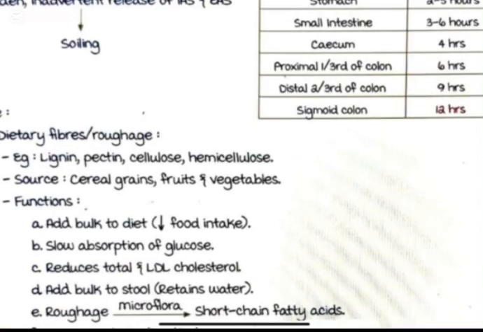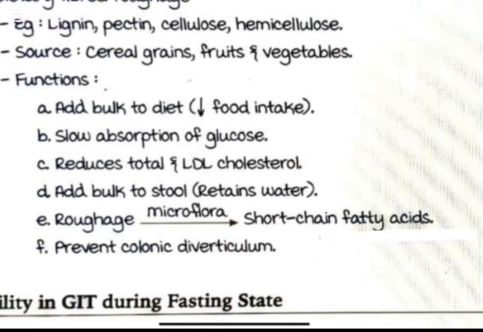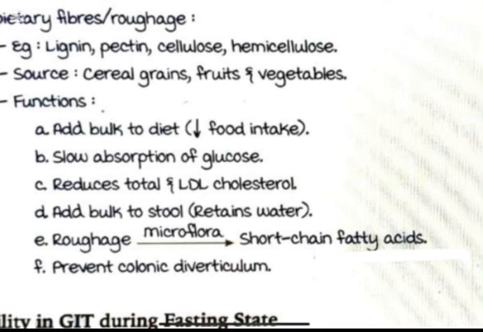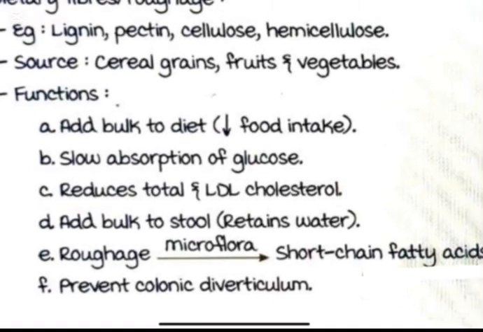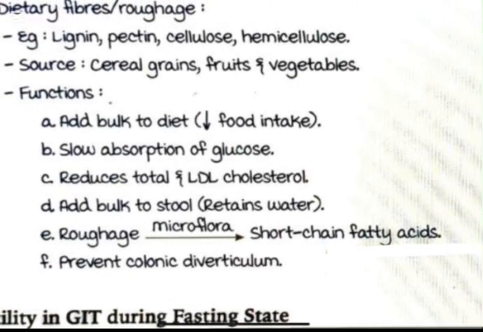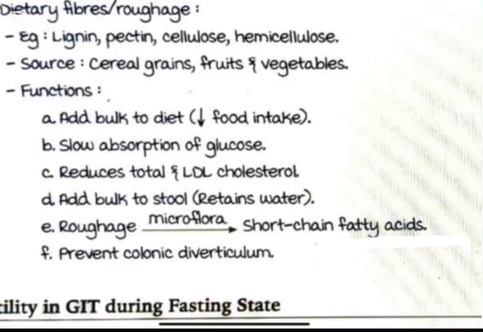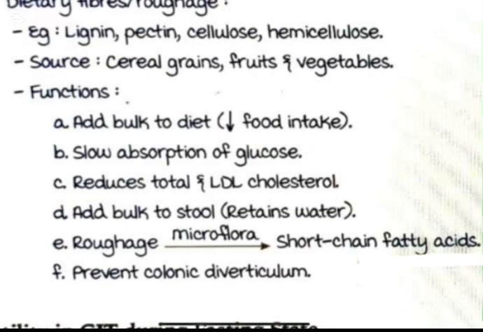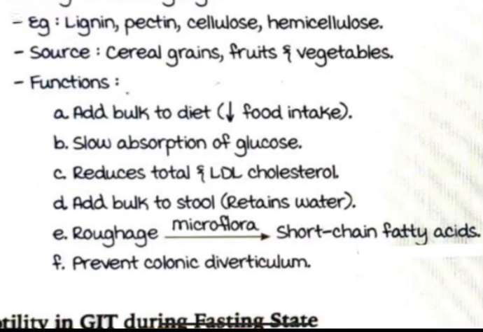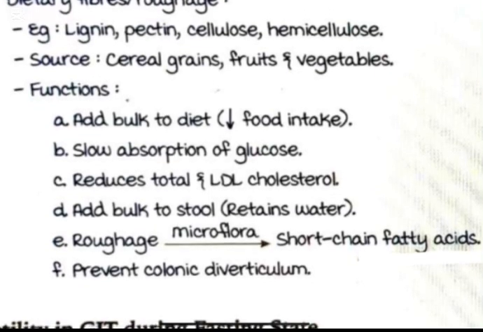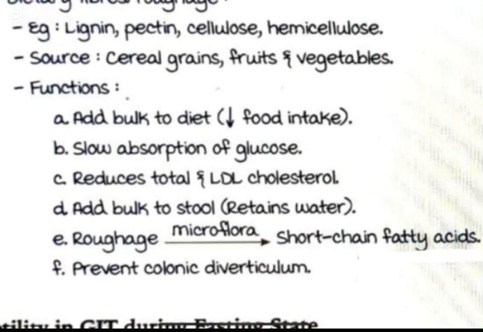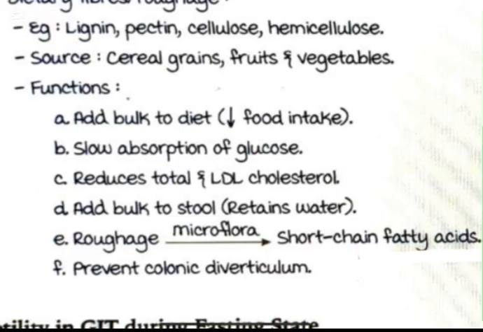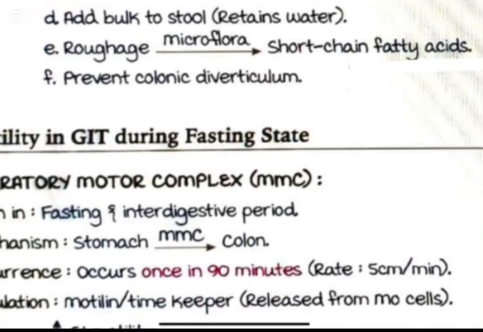10 hours. Note, dietary fibers and roughage, for example lignin, pectin, cellulose, hemicellulose. Source is cereal grains, fruit, and vegetables. Functions: adds bulk to the diet, so decreases food intake, slows absorption of glucose, and reduces total and LDL cholesterol. Adds bulk to food, retains water. Roughage is converted by microflora to short chain fatty acids. Prevents colonic diverticulum.